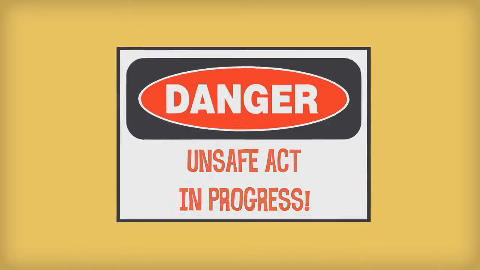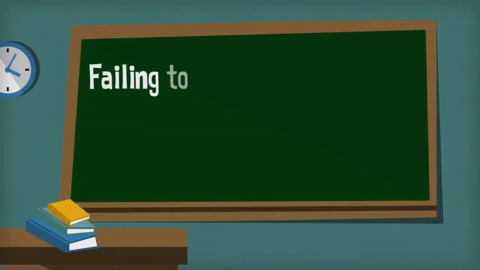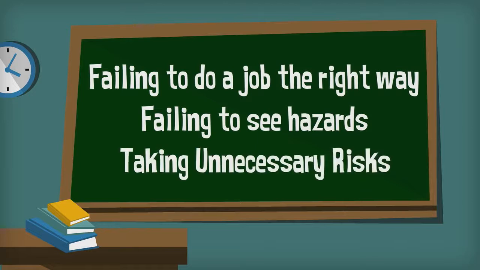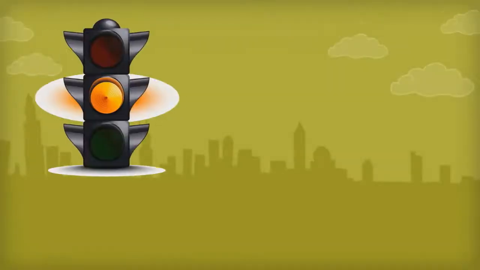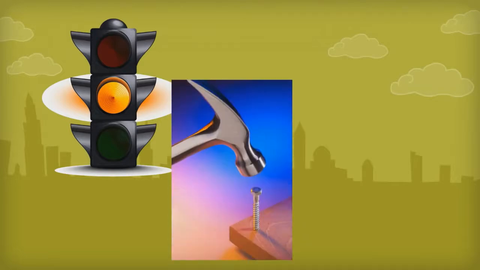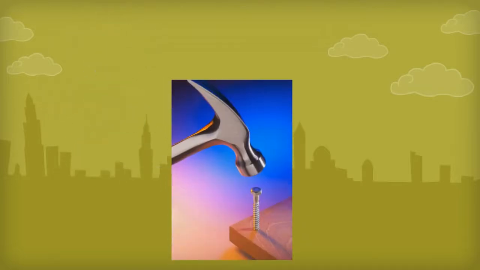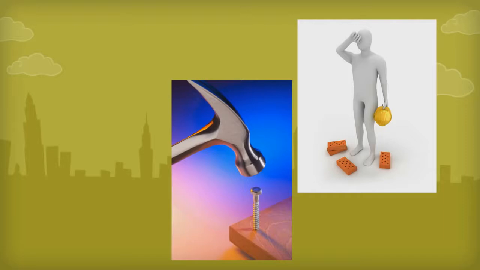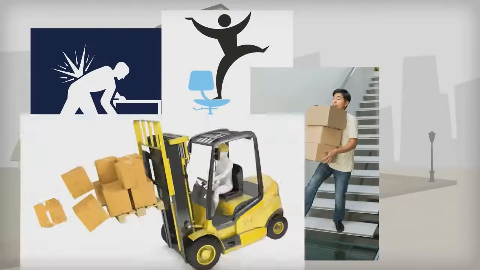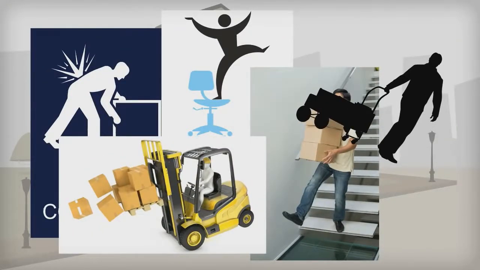Unsafe acts are things like failing to properly do a job, failing to see hazards, or taking unneeded risks. For example, speeding up to make the yellow light, using tools in wrong ways or using damaged or defective tools, not using proper personal protective equipment, ignoring the safety data sheet for chemicals you are using, or deliberately violating safety rules and procedures. How many unsafe acts can you spot today? Which ones are you doing?